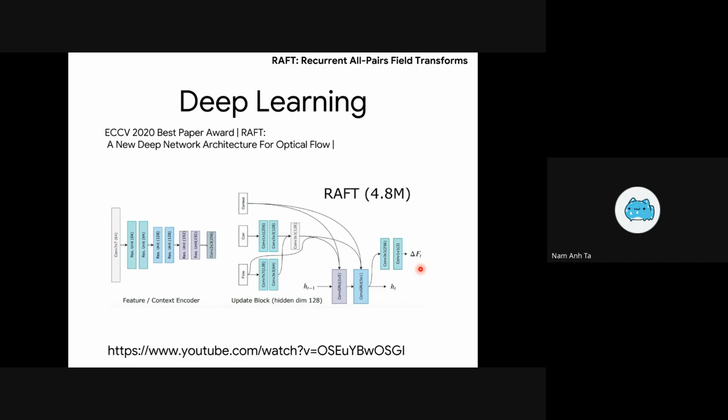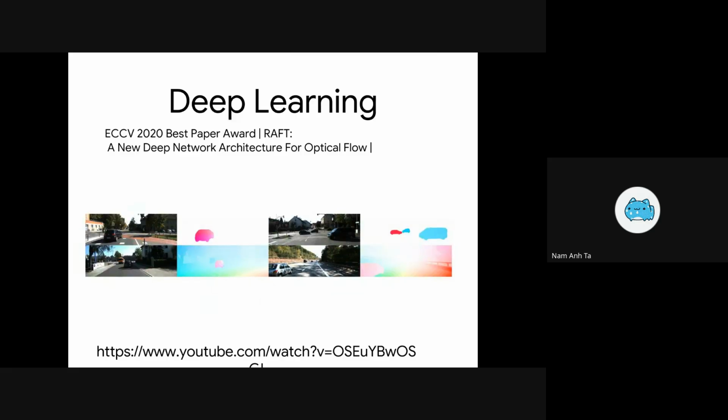And moving to much more modern methods like RAFT, or the Recurrent All-Pairs Field Transforms. This is a state-of-the-art deep learning architecture for optical flow, and it extracts per-pixel features and constructs multi-scale 4D correlation volumes of all pixel pairs to iteratively refine the flow field. By processing these 4D correlation volumes, RAFT iteratively refines the flow field, and this allows the network to handle both small and large displacements with high precision and robustness.